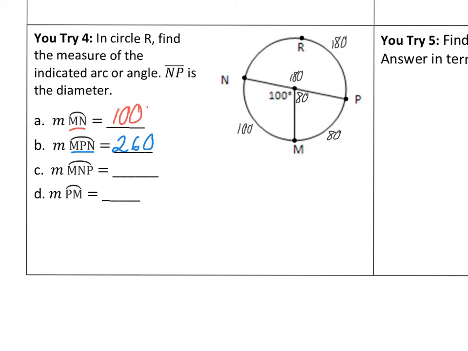Next one I'm looking at is MNP. So now I'm going from M to N, shortest path, and then to P. All right, so that's going to be 100 plus 180, which is going to give me 280. And the last one, PM, which is the only arc I didn't cover in the last problem, which is just 80.